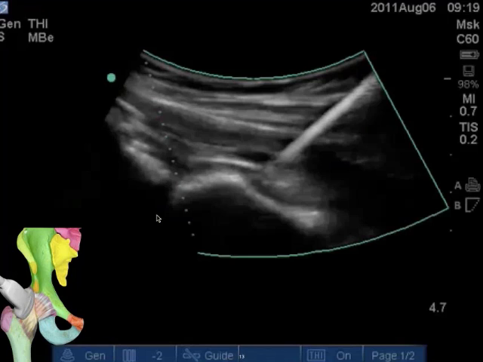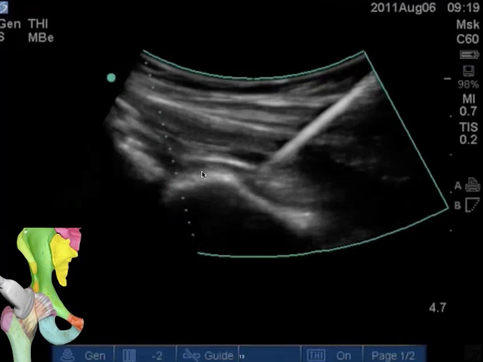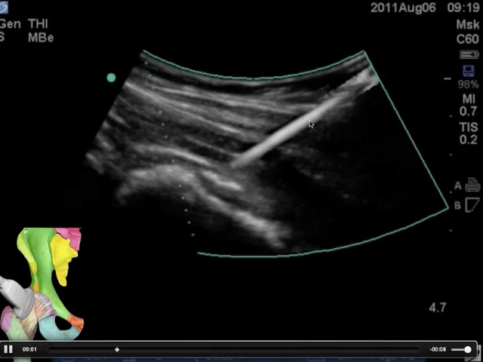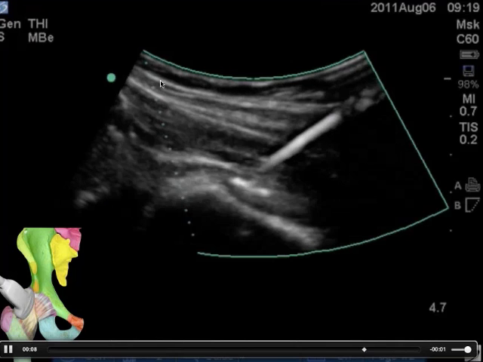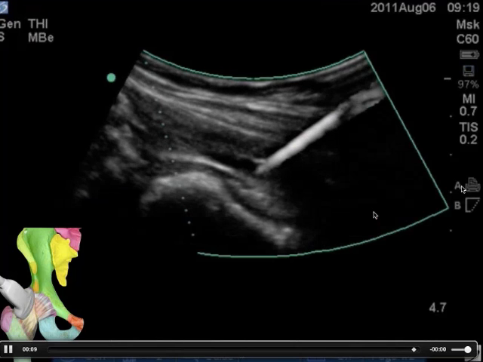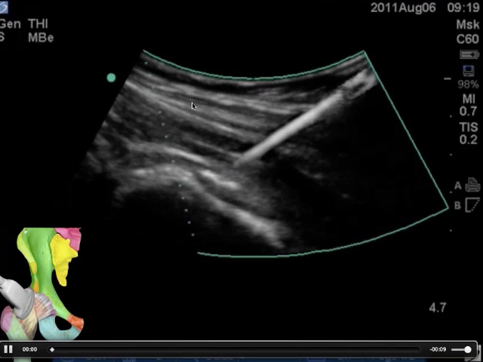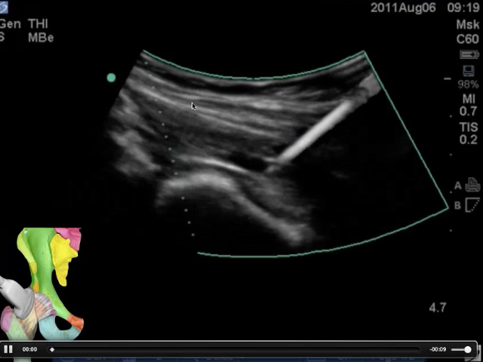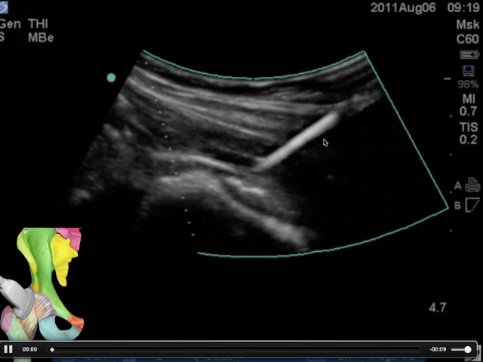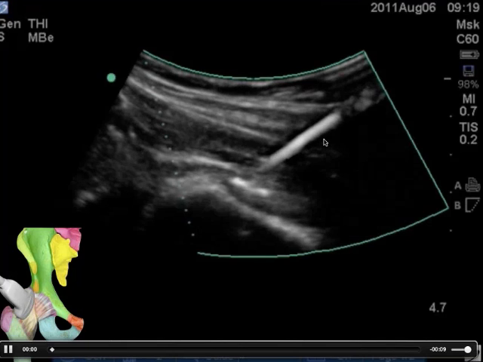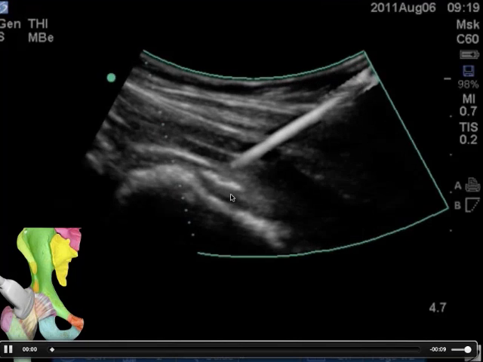This shows you the advantage of using the needle guidance software. You can see how incredibly easier it is to see this needle when it is within this dotted line area where the needle guidance beam is being directed. So this becomes a much easier to see object, despite the steep angle that we're using to inject the joint.